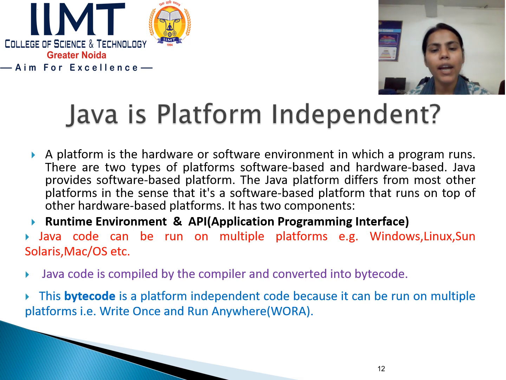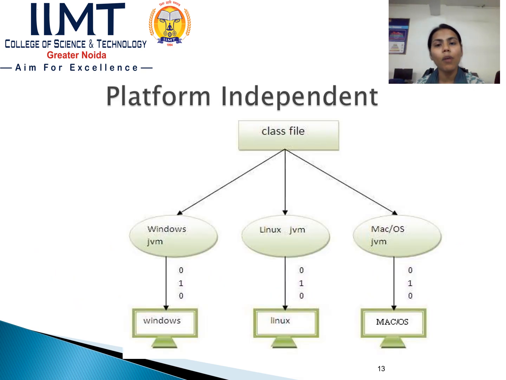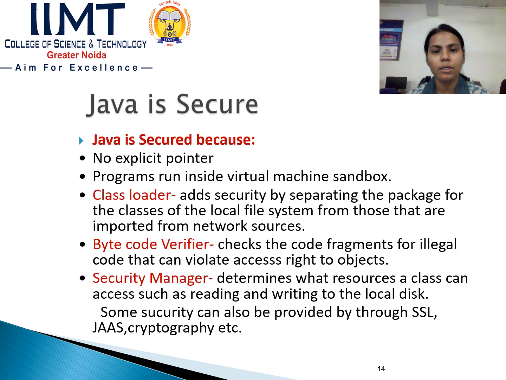Java code is compiled by the compiler and converted into bytecode. This bytecode is a platform-independent code because it can be written once and run anywhere. That is called WORA, platform independence. The class file goes to the Windows JVM, Linux JVM, or Mac OS JVM, and it is converted into the binary code that goes into Windows, Linux, and Mac.